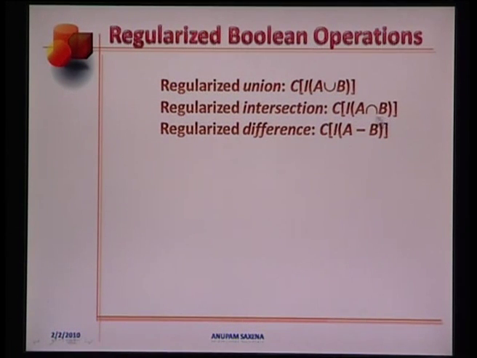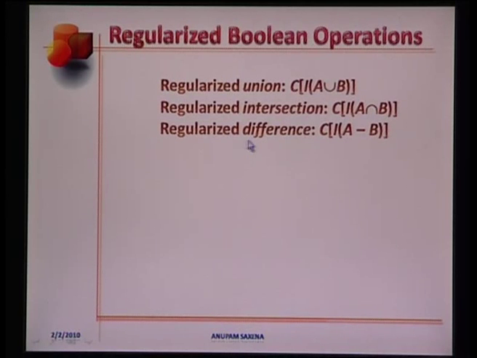We compute the raw intersection, we compute the interior of the result, and again we perform the closure operation, taking the union of the interior and the boundary.